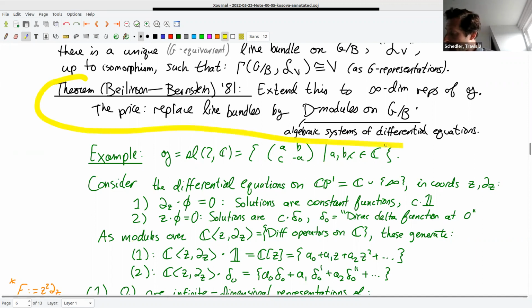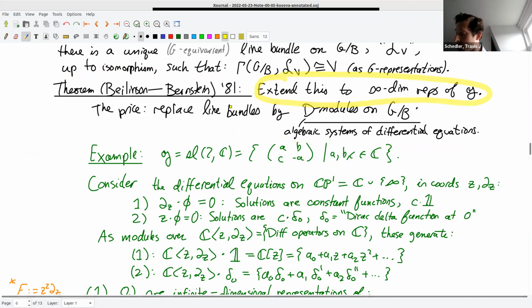Okay, so now fast forward 30 years to Beilinson and Bernstein in 1981. It's really amazing. They extended this, which was about finite dimensional representations, to infinite dimensional representations as well. And as I said, we're going to do that for the Lie algebra. The Lie algebra can have more infinite dimensional representations than the group. And the price of all of this is that you have to replace line bundles by D modules. What is a D module? It's algebraic systems of differential equations. So let me explain what's going on there briefly, because I want to get to the new stuff.